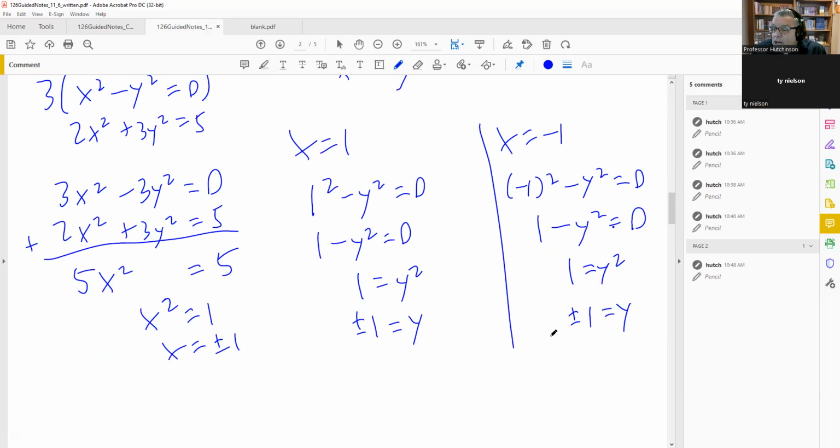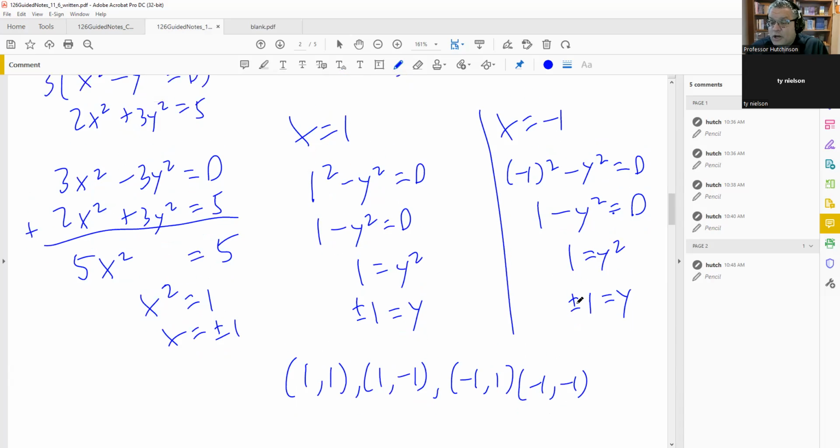Now the way that you would do that is when I put x is equal to 1, I got both +1 and -1. So as a point, you would write (1, 1), (1, -1). When x is 1, I get both 1 and -1, so that takes care of that one. Then I'll take care of the second one. When x is -1, I get both 1 and -1. So I actually get four points of intersection on this one. So 4 places where it crosses.